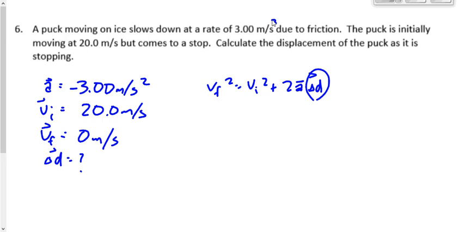What's the rule? Sam, what's the rule? Get rid of what is not attached, right? Get rid of what is not attached. What's not attached here to the D? Andrew, what's not attached to the D? Good. So how do we take it over? Good. So VF squared minus VI squared equals 2 times A times D.